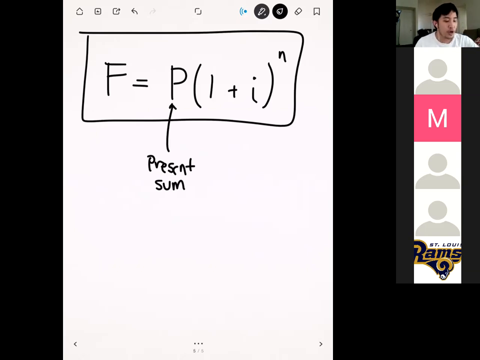So if you're talking about a loan, this is the amount of money that you have right now that you want to invest in something, right? And so, present is always going to mean money that you have right now. Okay. Let's go with this guy next. So this guy is just the number 1, right? So nothing special about that guy.